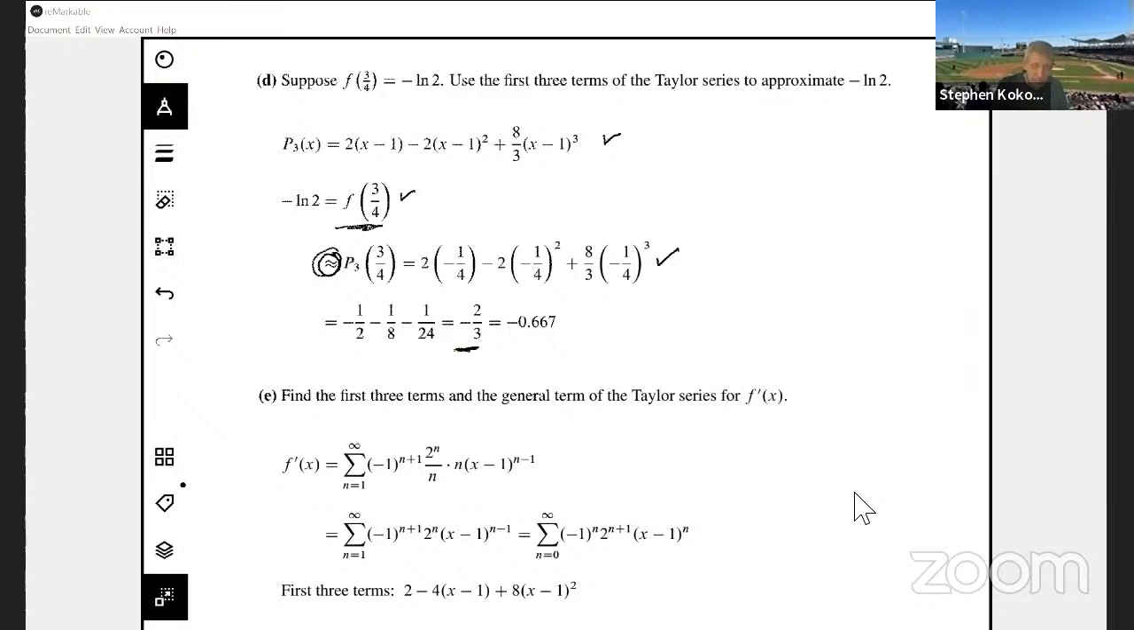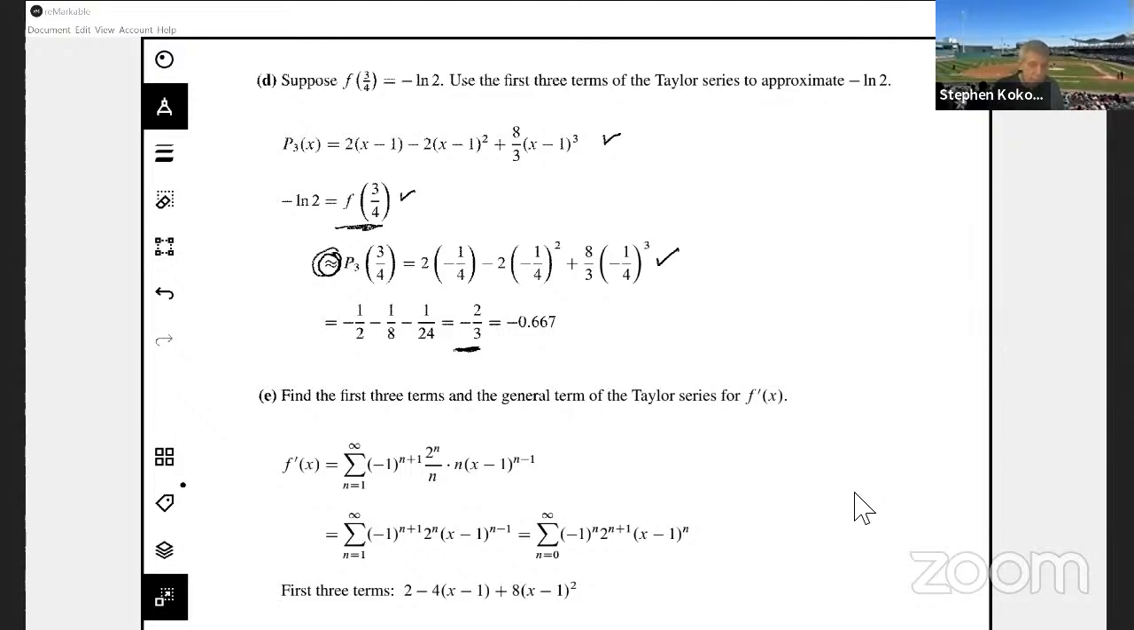And I ended up with a minus 2/3, and that's a minus 0.667. And if you think about it, I know you know what the log of 2 is equal to, and therefore minus the log of 2, that's not bad. It's pretty close.